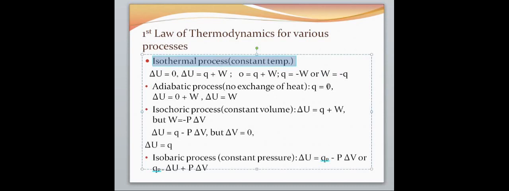What about adiabatic process, wherein there is no exchange of heat? That means Q will be 0. Remember what I told you, Q is nothing but heat. But if the exchange of heat itself is 0, Q will be 0. So delta U is equal to 0 plus W. So I can clearly write down delta U is equal to W.